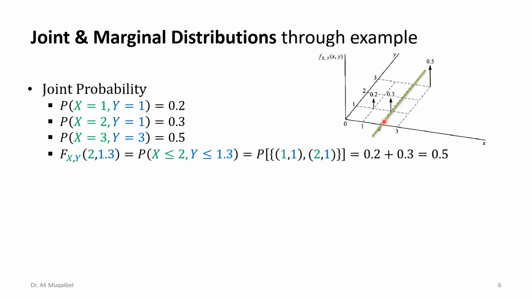For the values of x less than 2, we are considering this region. So we don't include this. And also for y less than or equal to this value, so we are considering 0.2 and 0.3. The CDF is the sum of the elements here.